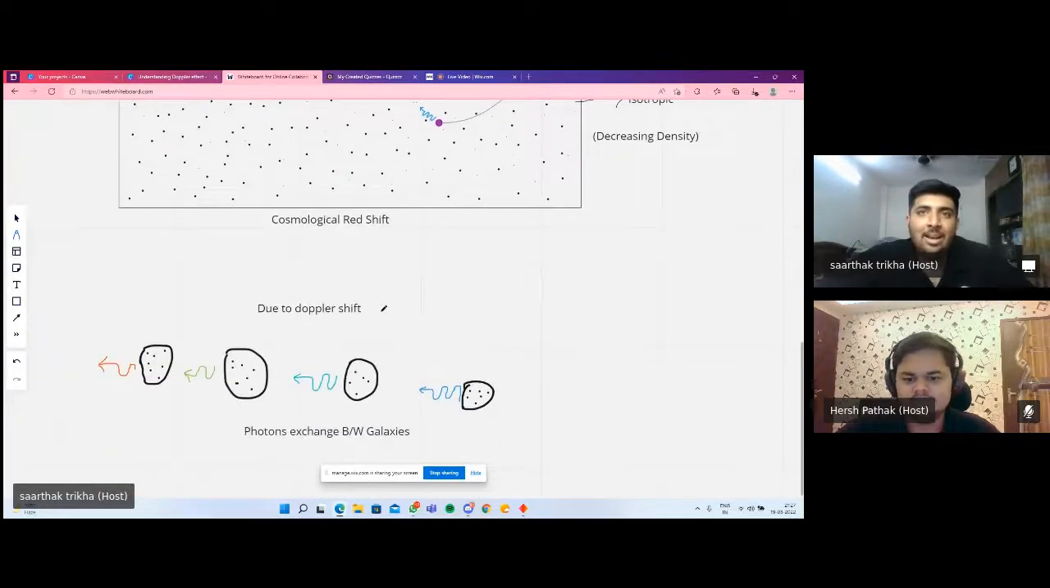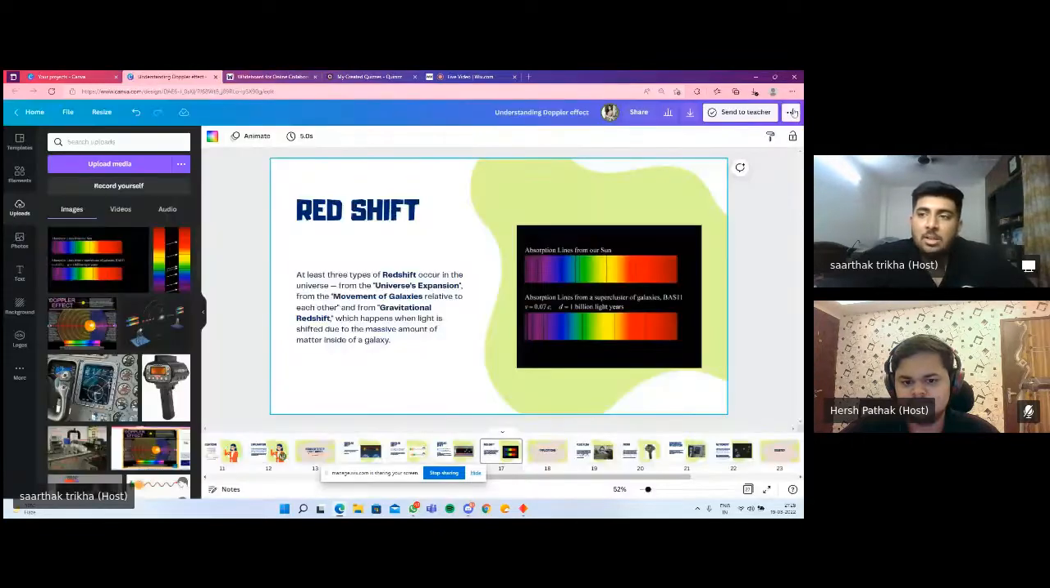So technically there aren't like 3 or 4 redshifts. There is only one shift. It depends on the perspective of the observer, from which point of view he is observing it. Now let's come to some applications.